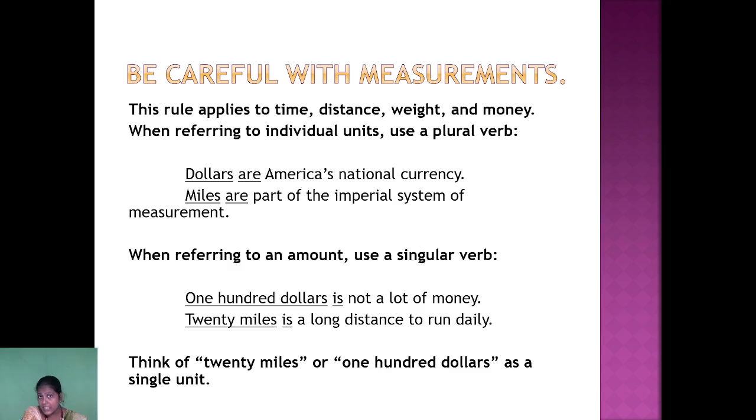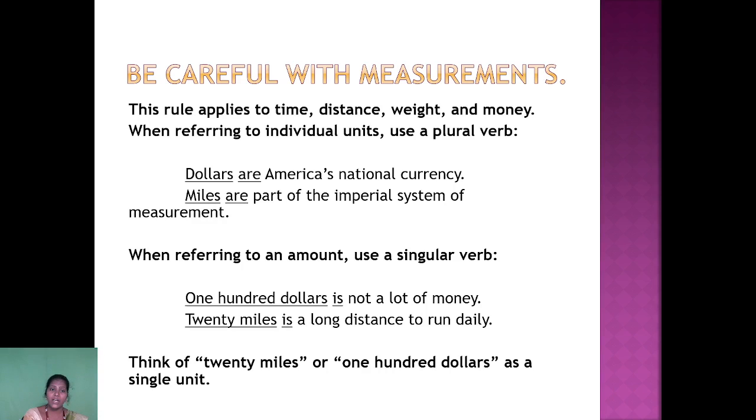It is not considered a singular verb. It's a plural verb. So, dollars are. Dollars is in plural form, that's why we use the verb are. Then miles is also considered plural, that's why we use the plural verb are. Then when referring to an amount, use a singular verb. Amount is considered a singular thing.